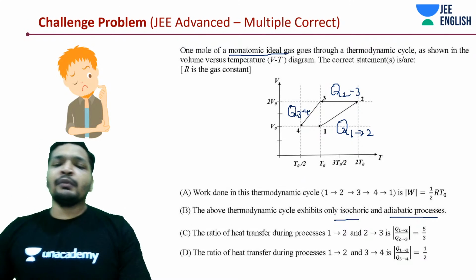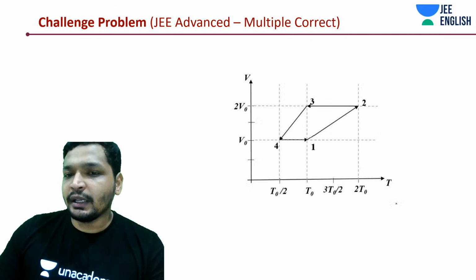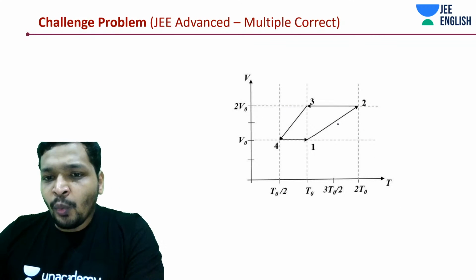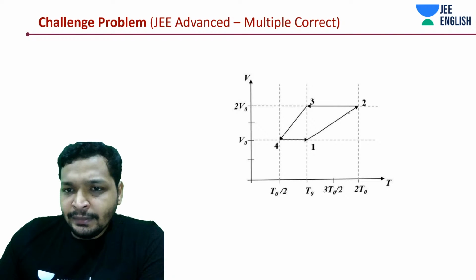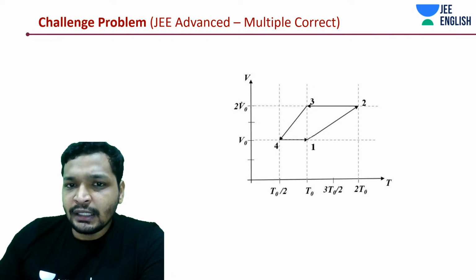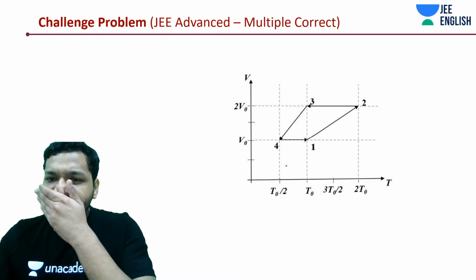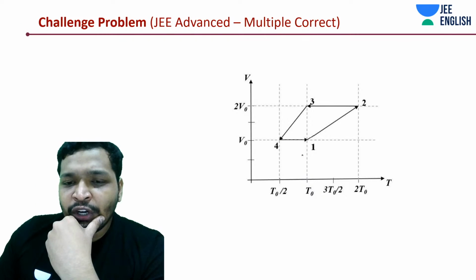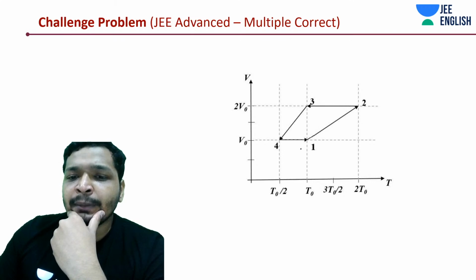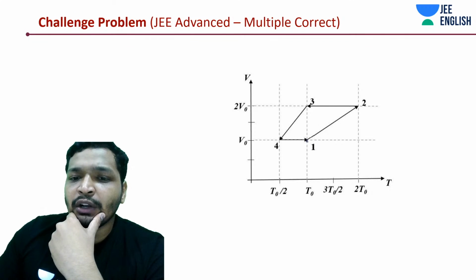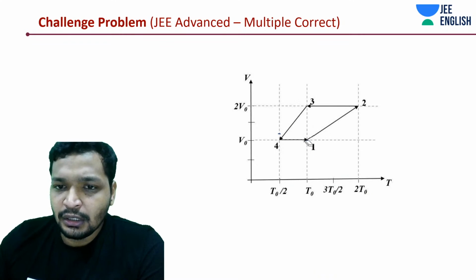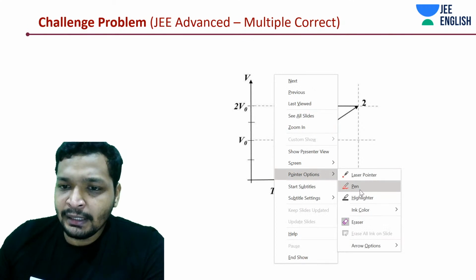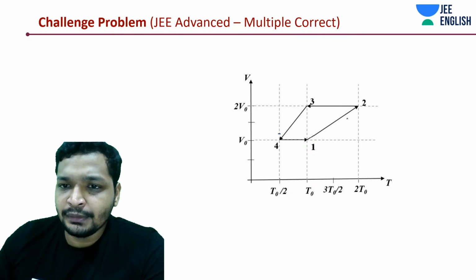B says the thermodynamic process only exhibits isochoric and adiabatic processes. So 1 to 2, what is it? It's a straight line. It's a graph between T and V. If this is T naught, this is V naught. Let's mark the coordinates for also pressure, I mean the value of pressure at each point. It's a straight line. Everywhere the ratio would be maintained. Even this is a straight line. Everywhere the ratio would be maintained.